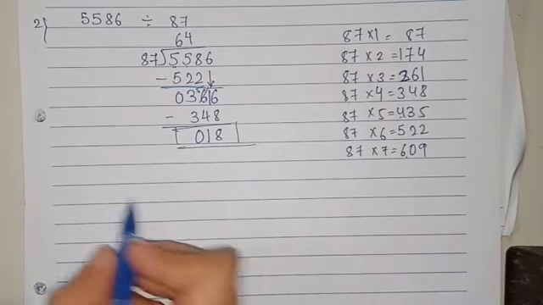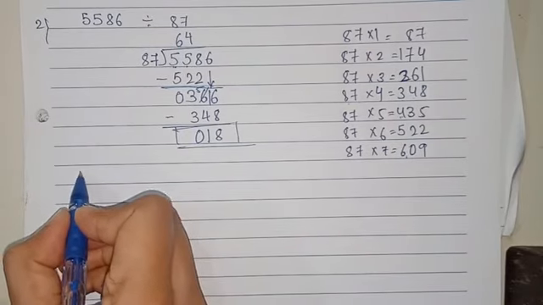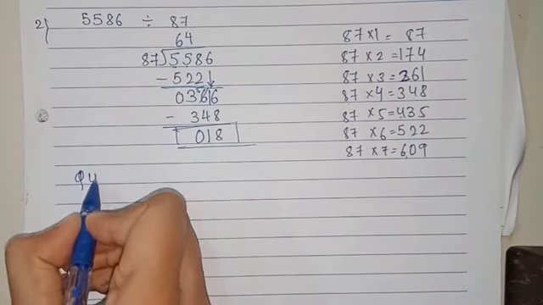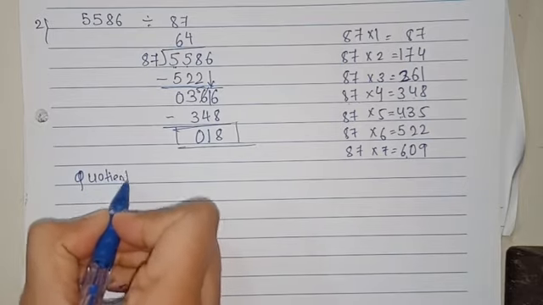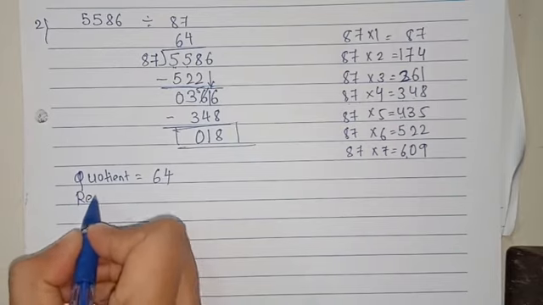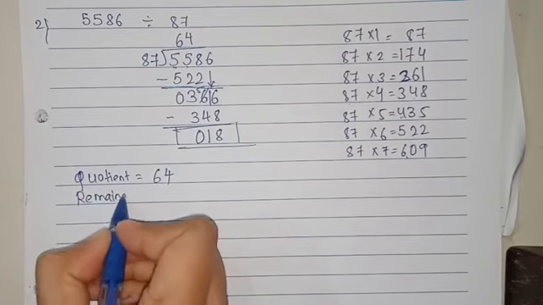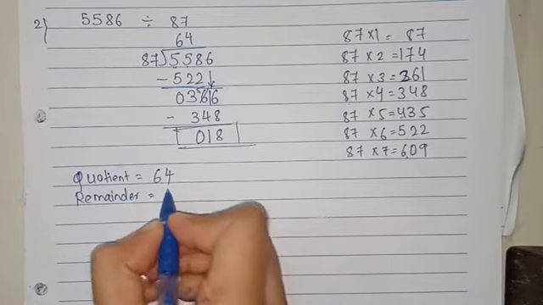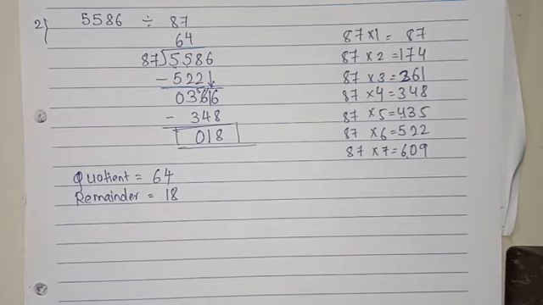Now we will write the answer. First we will write quotient, that is 64, and remainder is 18. Understood?